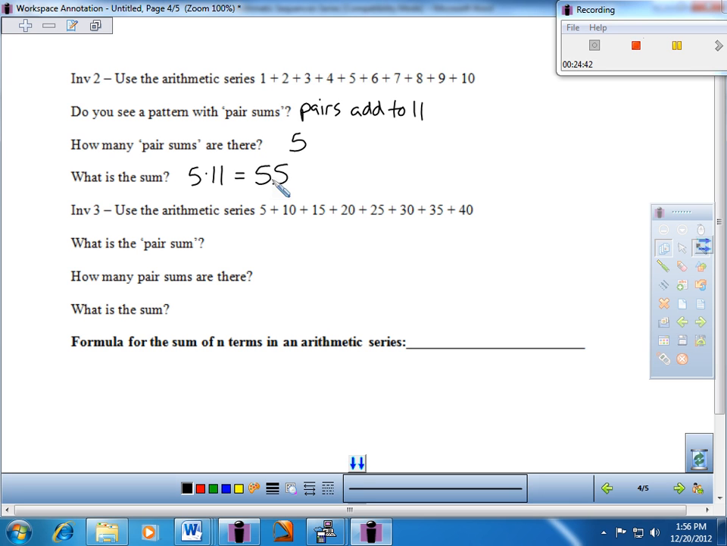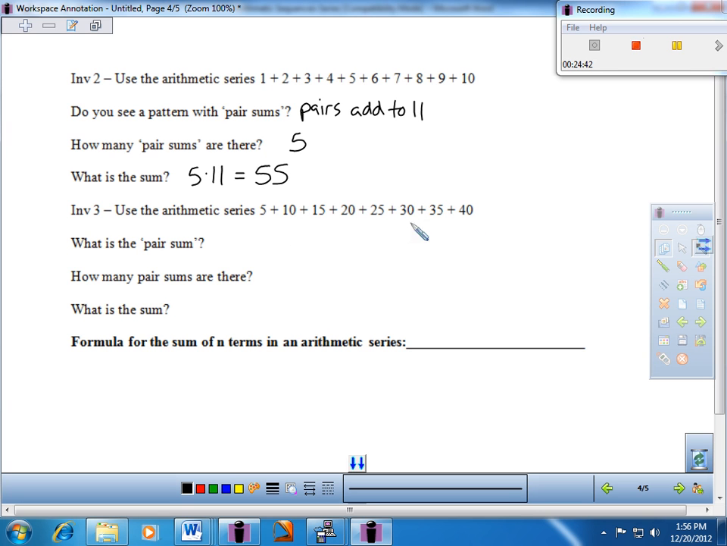And so, let's see if we can do investigation 3. Now obviously a little harder in terms of the numbers, but the pattern should hold, and it should allow us to come up with this sum. Again, I don't want to do it manually. I'm trying to find us a shortcut way to pull this off. So look at the pair sums, everybody.